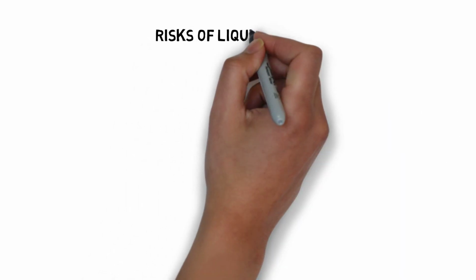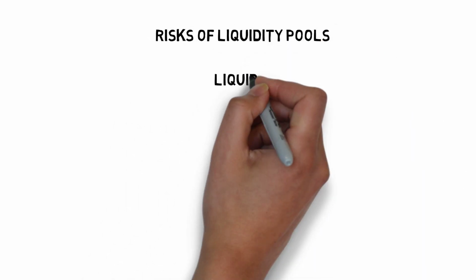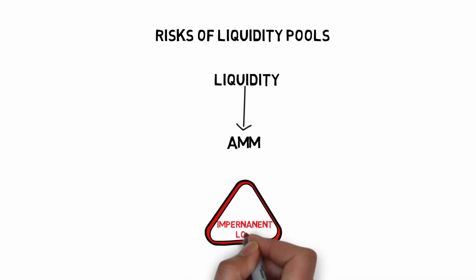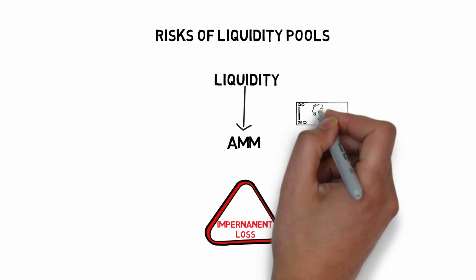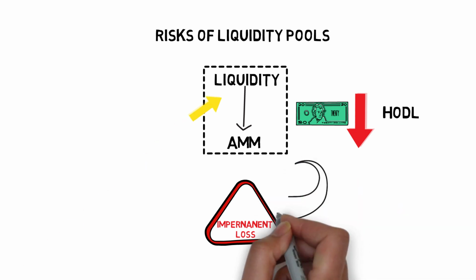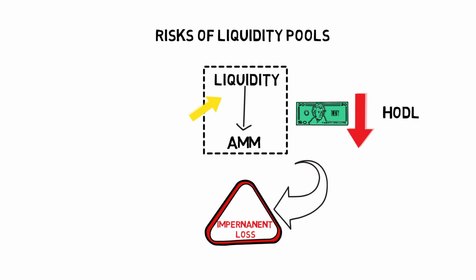The risks of liquidity pools. If you provide liquidity to an AMM, you'll need to be aware of a concept called impermanent loss. In short, it's a loss in dollar value compared to holding when you're providing liquidity to an AMM. If you're providing liquidity to an AMM, you're probably exposed to impermanent loss. Sometimes it can be tiny, sometimes it can be huge.